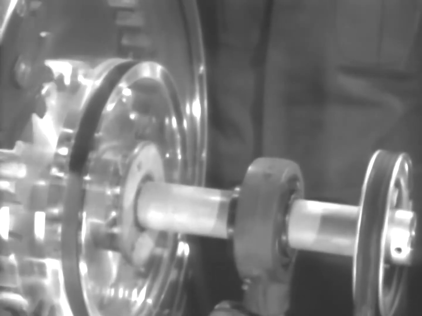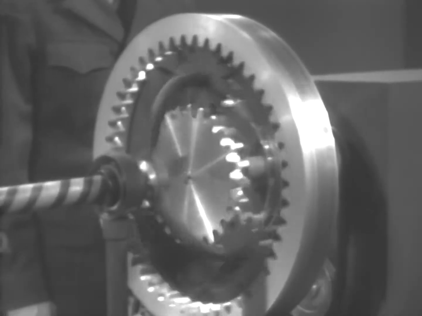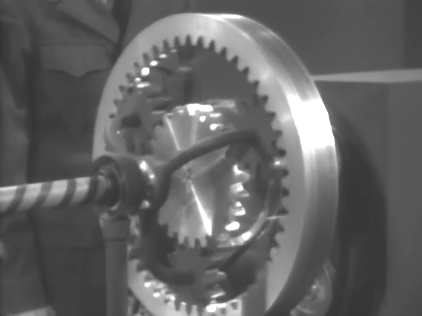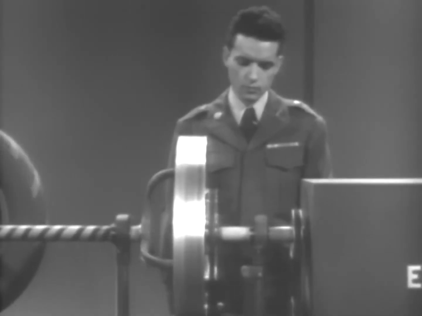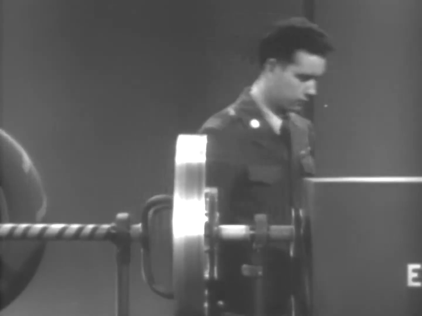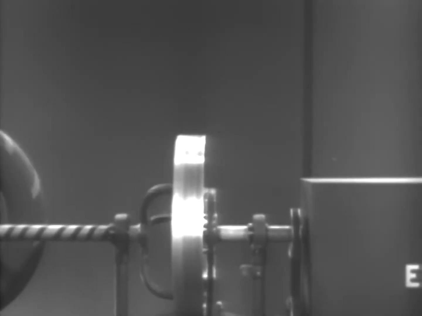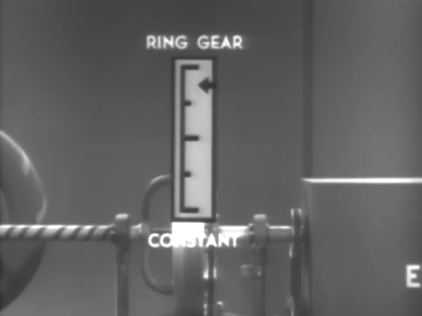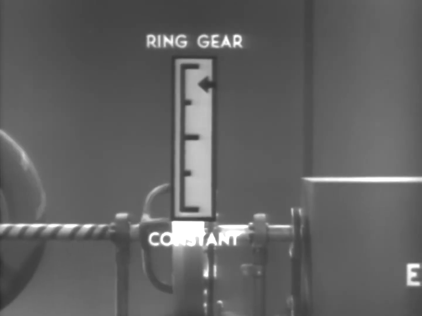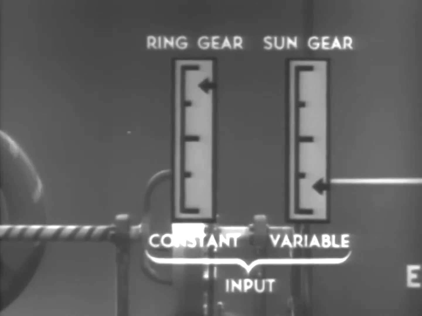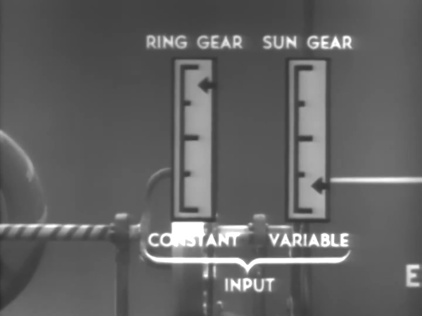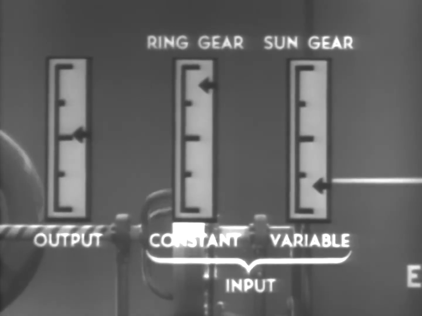First, let's rotate the sun gear in the same direction as the ring gear, which maintains its fixed speed. By the use of indicators, we will see the various speeds. The first indicator is connected to the ring gear. The speed of the ring gear will not change. The second indicator is connected to the sun gear. The sun gear speed can be varied. The third indicator is connected to the output.